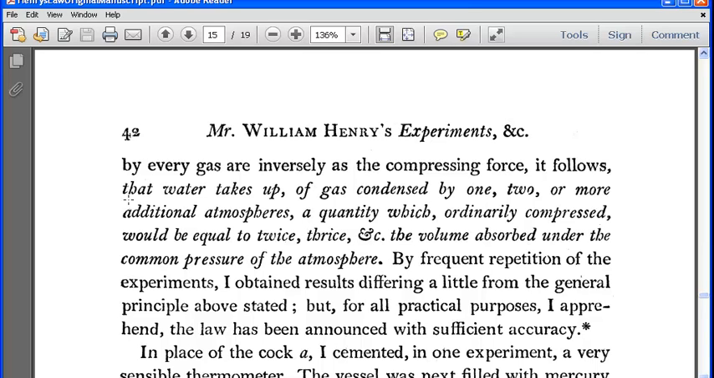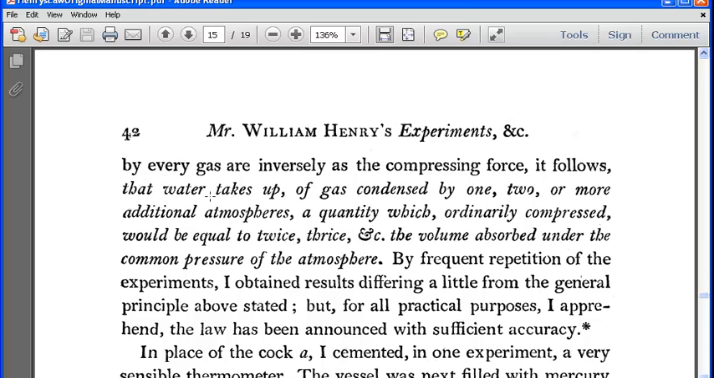And here it is on page 42. It says, water takes up of a gas condensed by 1, 2, or more additional atmospheres a quantity which ordinarily compressed would be equal to twice, thrice, etc. the volume absorbed under the common pressure of the atmosphere. Well, back then they had a different style of writing, and this doesn't really say very clearly what we had claimed Henry's law was, but if we parse it out, maybe we can figure it out.